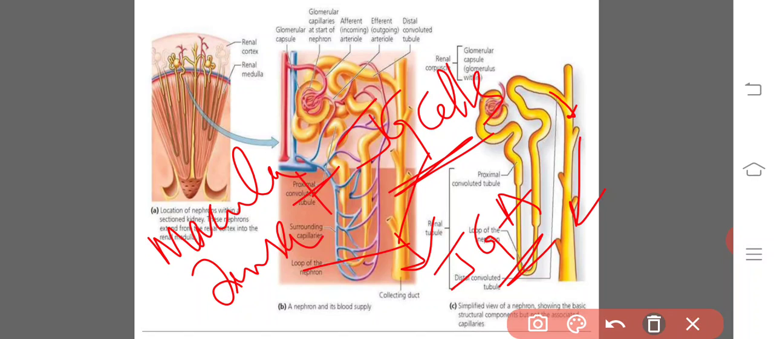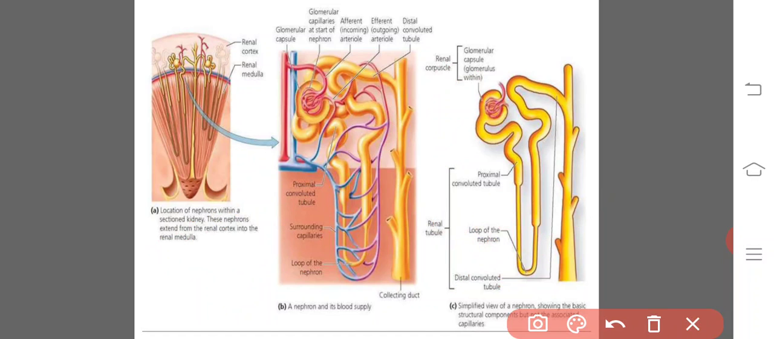Followed by this, there is a collecting system. The collecting tubule enters into the collecting duct. Several collecting tubules open into a collecting duct. The collecting duct descends into the renal medulla. Collecting ducts also contain principal cells and intercalated cells.